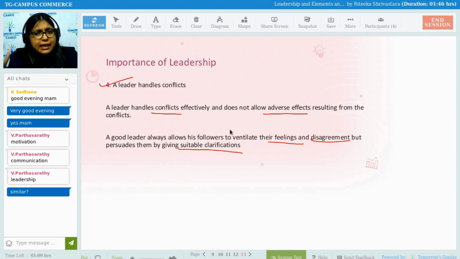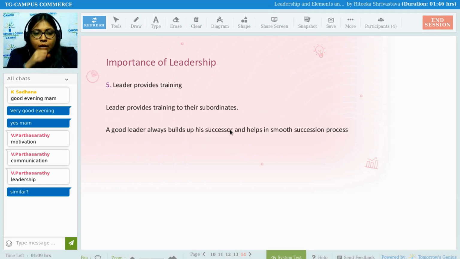So this is the quality of a good leader. A leader will say, whoever has any issues, any problem, please come up to me and talk to me. I will resolve your problem. And if there is any conflict, that will also be taken care of. So this is how a good leader should handle all the conflicts.